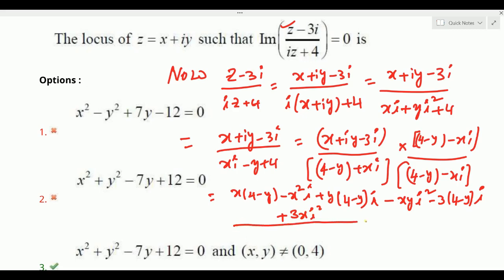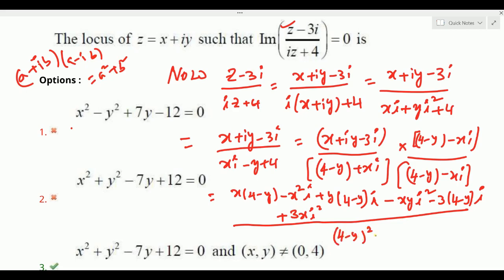Now the denominator is only of the form a plus ib into a minus ib. What is a plus ib into a minus ib? We can write it as a square plus b square. According to this result, in place of a we have 4 minus y, so 4 minus y whole square, plus in place of b we have x, so plus x square. From this result we have to collect the imaginary part.